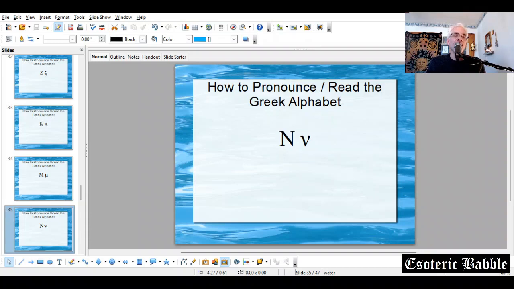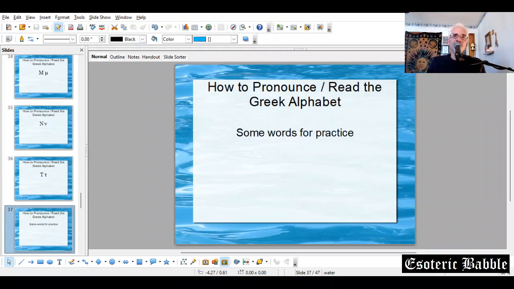So here again, the capital looks just like our N, N. So it's that sound. The smaller, the minuscule lowercase letter does look like our V, but again, with a little imagination, you might be able to turn it into an N in your head. Tau, so this is our T. In both cases, I don't think it's going to present any difficulties there.